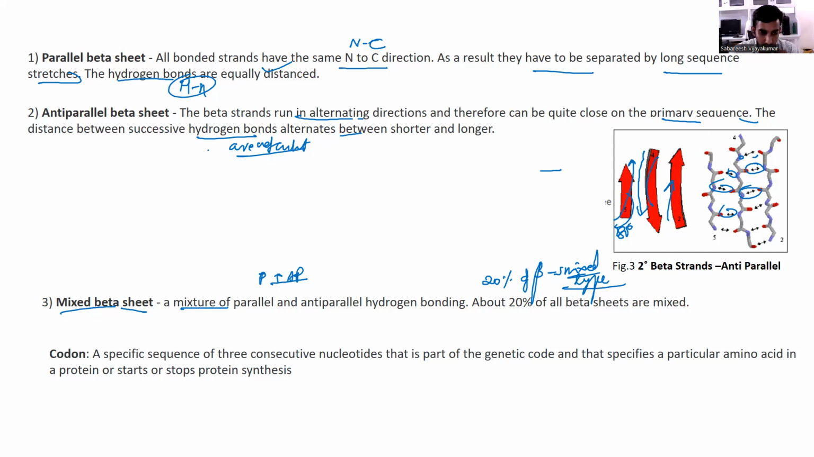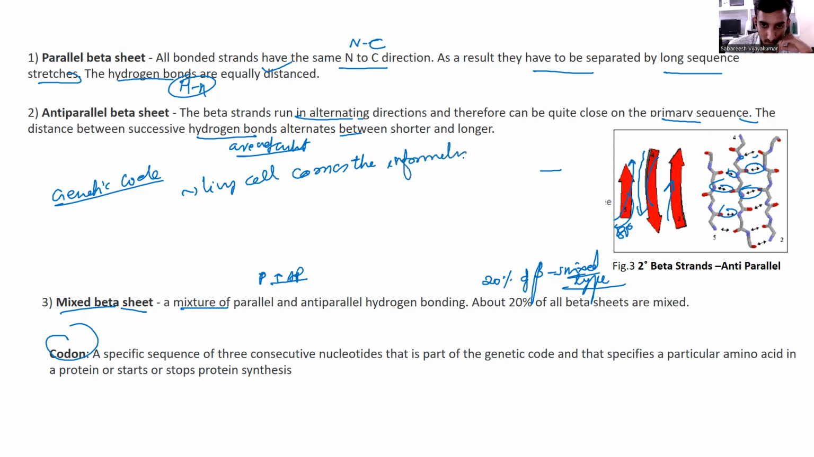So another topic I would like to introduce is the term codon. Before that, we should know what a genetic code is. Genetic code is the set of rules for any living cell. The genetic code carries the information of the genetic material. So in any living cell, the genetic material will be stored in the form of a particular genetic code.